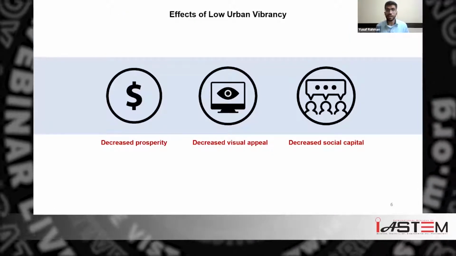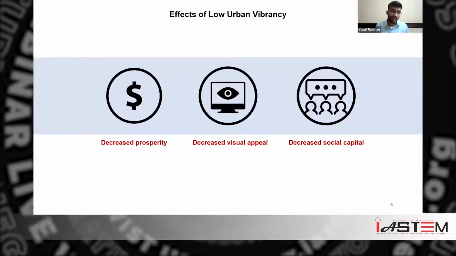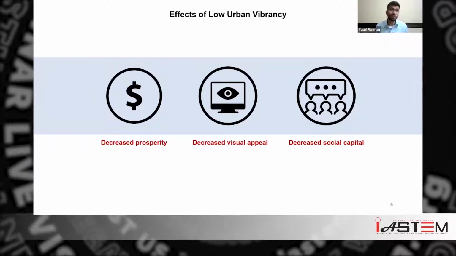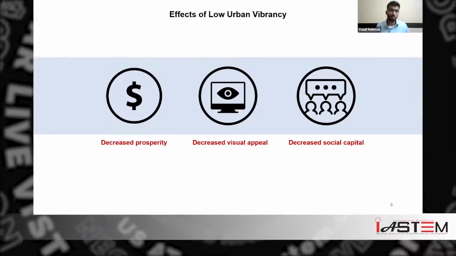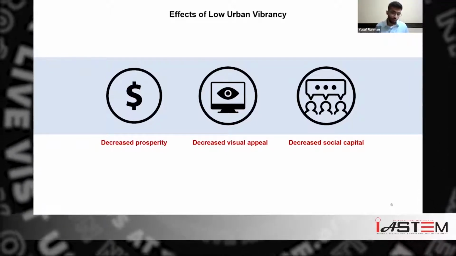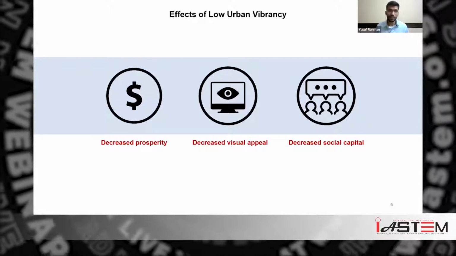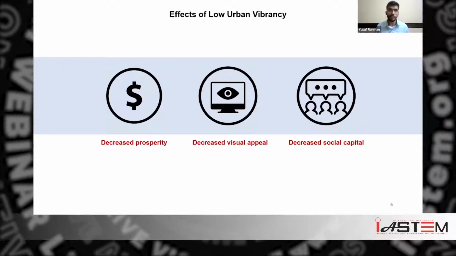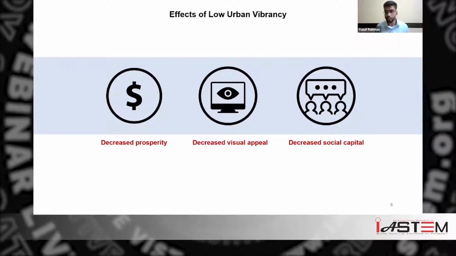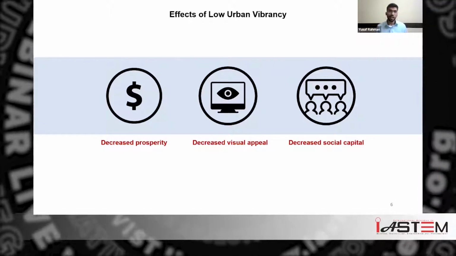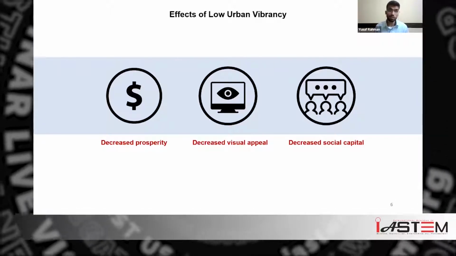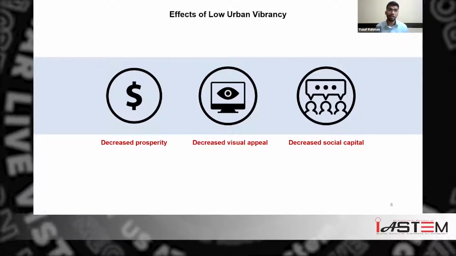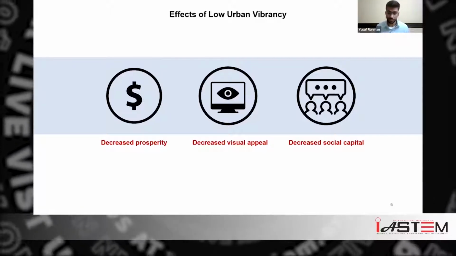a low vibrant area you can expect that that place will have decreased prosperity because people will not want to spend time there, decreased visual appeal because we do not like to spend time at deserted public spaces, and decreased social capital, which means that bonds between humans, social ties between people will not be created.